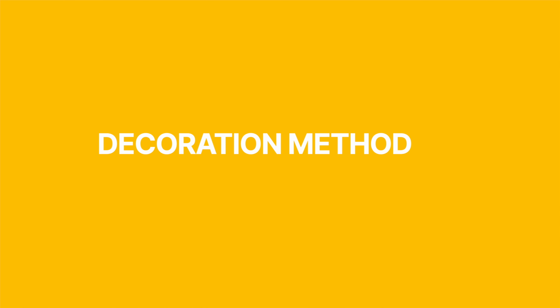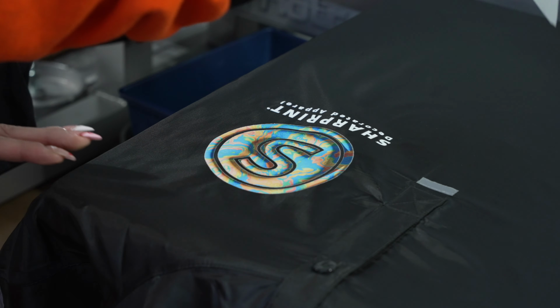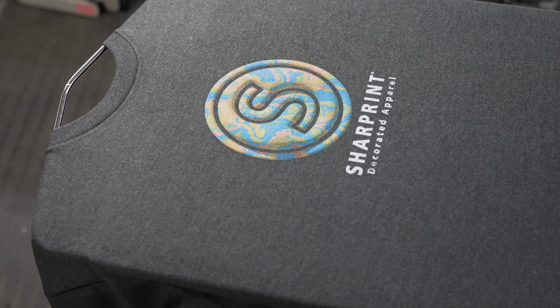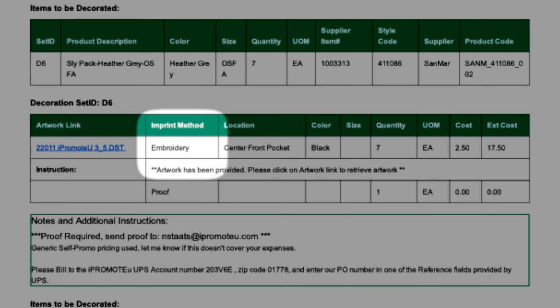The decoration method is critical. Are we screen printing? DTF? DTG? Embroidery? Each method has completely different setup requirements, pricing, art preparation, and production timelines. Getting this wrong could mean your order is set up incorrectly from the very start, costing time and money to fix.